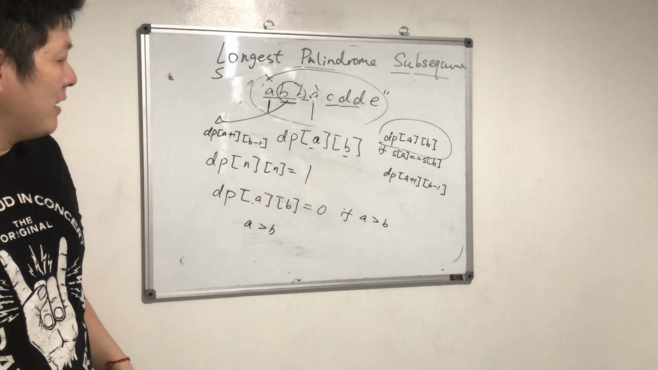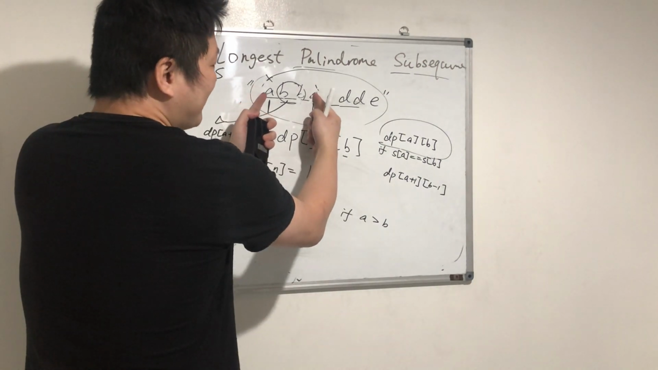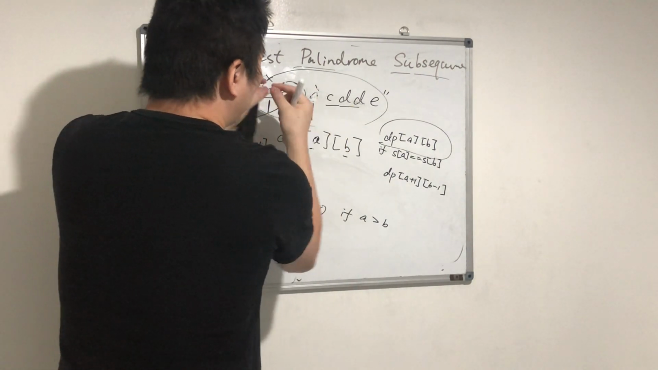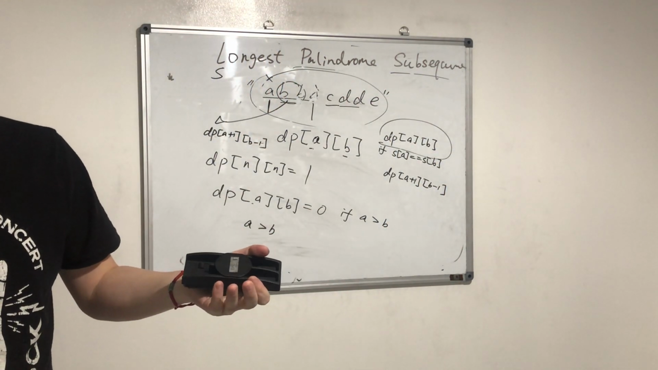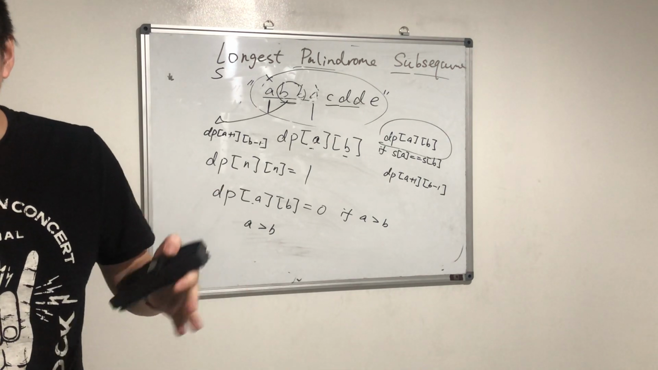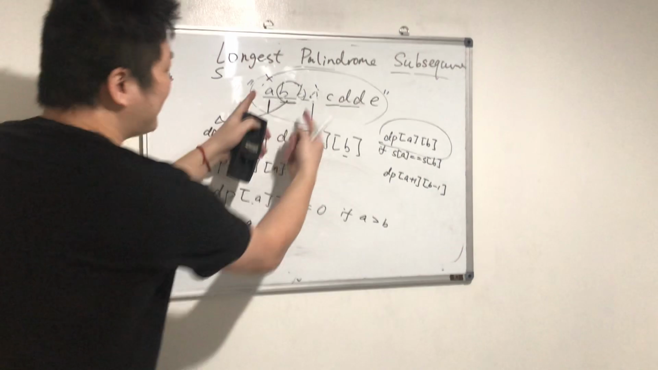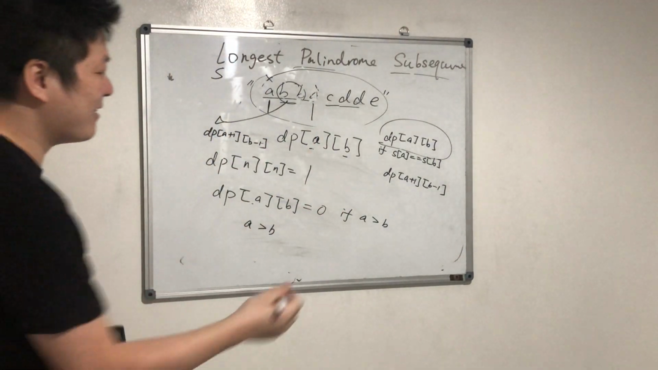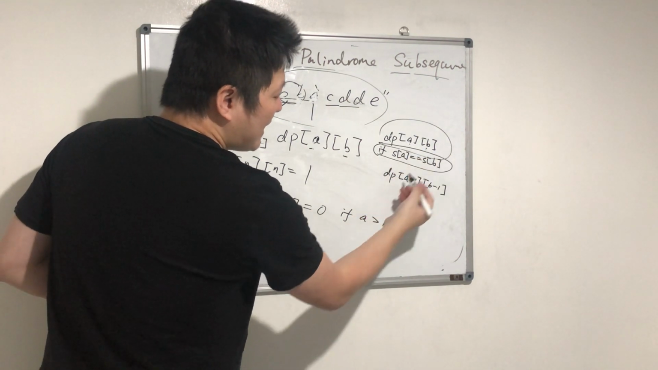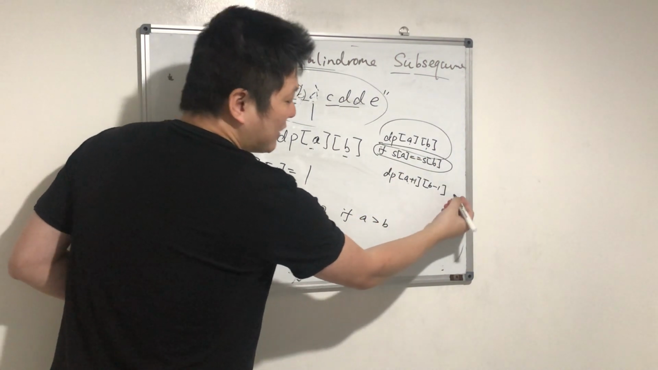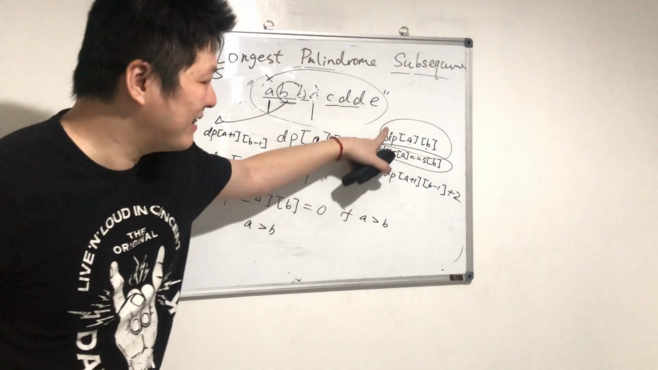Why is it 0? These two, come on, this equals this. If this is a palindrome, and I put the same character on both sides, it will also be a palindrome, right? And what's the length difference? 2. Yes, of course. I added 2. So if S[A] equals S[B], dp[A][B] equals dp[A+1][B-1] plus 2. Got it? You see?